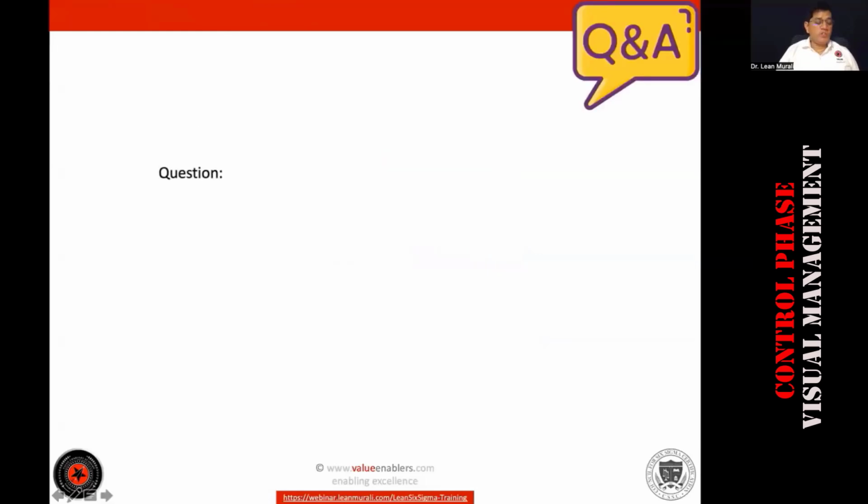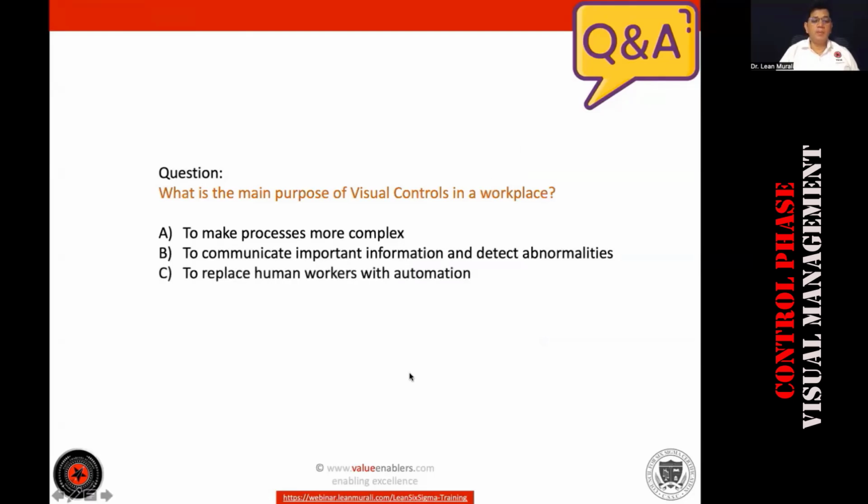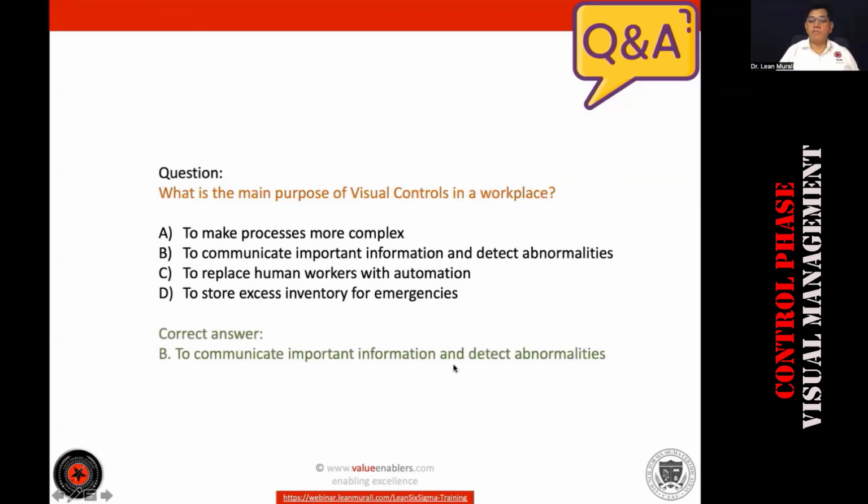Okay, let's go through a question now. What is the main purpose of visual controls in the workplace? To make process more complex? To communicate important information and detect abnormalities? To replace human workers with automation? To store excess inventory for contingencies? Easy, right? Of course, the correct answer is B. You deserve a lot of chocolates, pizzas, burgers. Okay, well done.